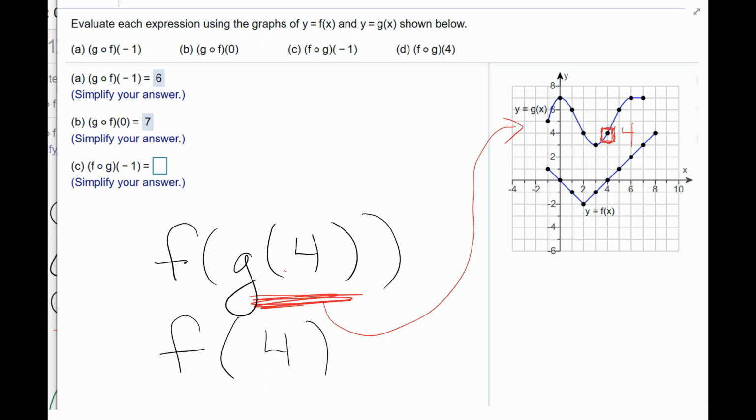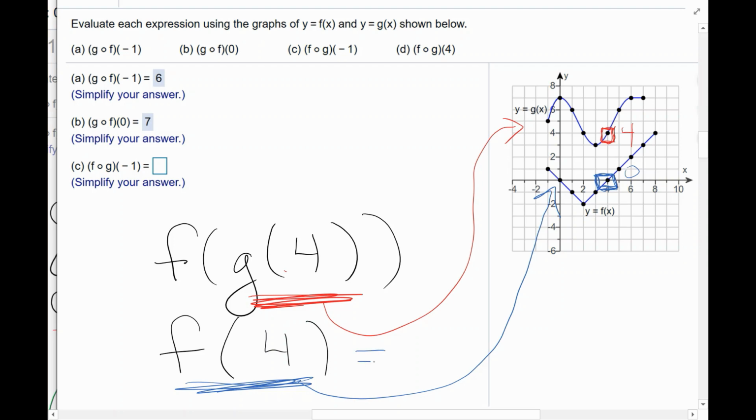Now let me change color and do f of 4. That means go to the f function, which is the one at the bottom, and find where x is equal to 4. That would be right here where I put the blue box, and the y value right there is actually 0. So the answer to this is going to be 0.